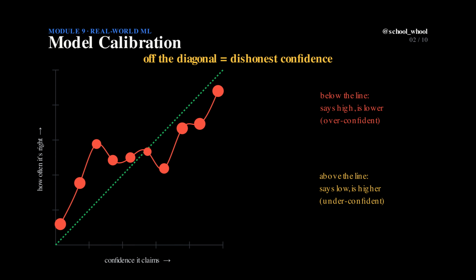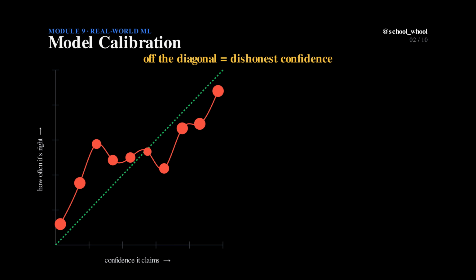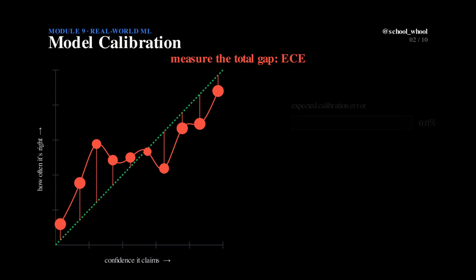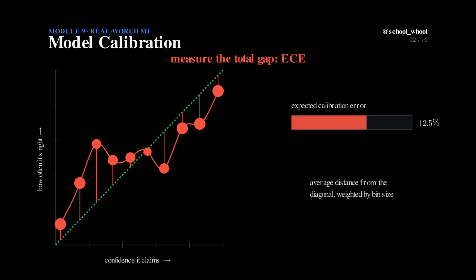We can boil the whole picture down to one number. Measure the gap from each point to the diagonal, weight it by how many predictions are in that bucket, and average. That's the expected calibration error. For this model it's 12.5%, a big gap.